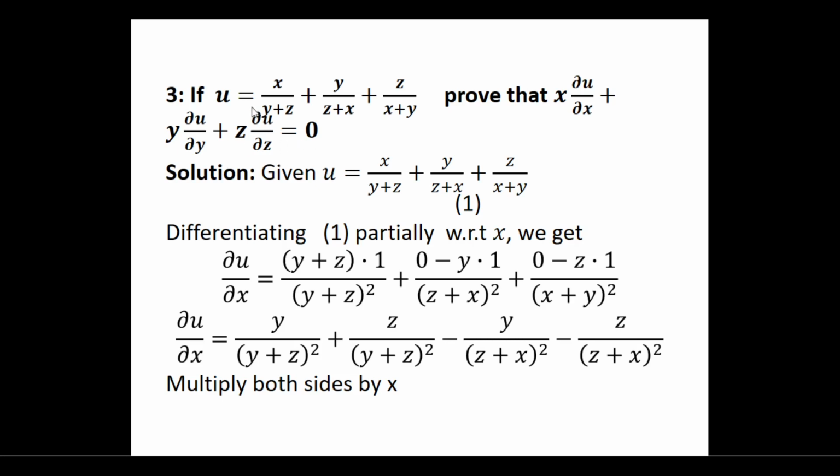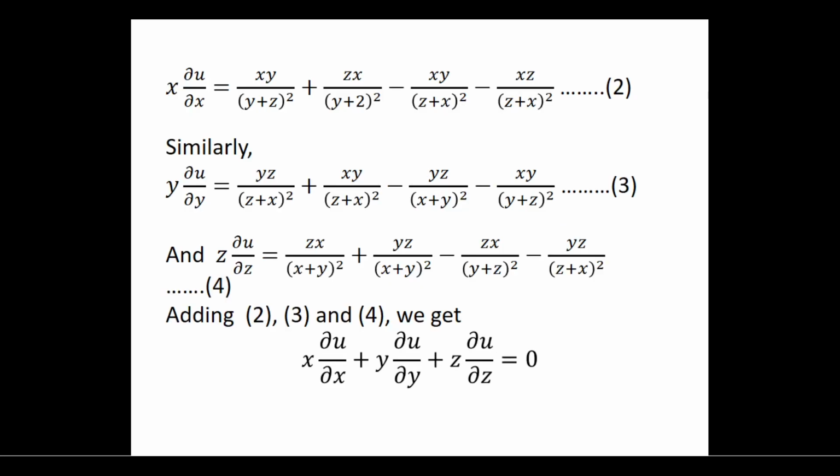Differentiate the given function partially with respect to x, y as well as z. Then multiply those equations by x, y and z respectively. Then if you add those three equations, you are going to get the required result. Okay, so we'll go for the next problem.